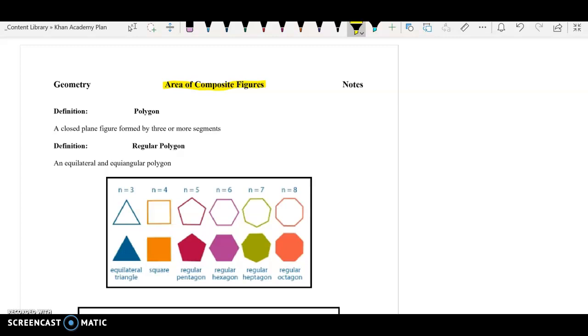It's a closed plane figure formed by three or more segments. If you try to draw a closed figure with only two segments, it's impossible. So that's why it starts with three.